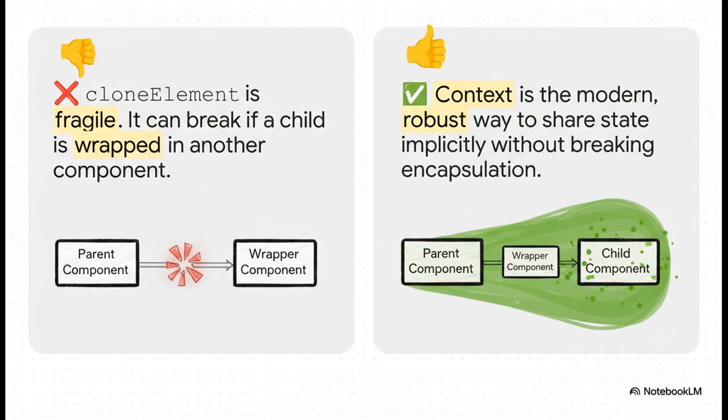Next up, cloneElement. Now, it has its uses, but relying on it to inject props into children is just super fragile. The moment a developer wraps your child component in a fragment or another component, your cloneElement logic completely breaks. The modern and far more stable approach for sharing state implicitly is, you guessed it, using context.